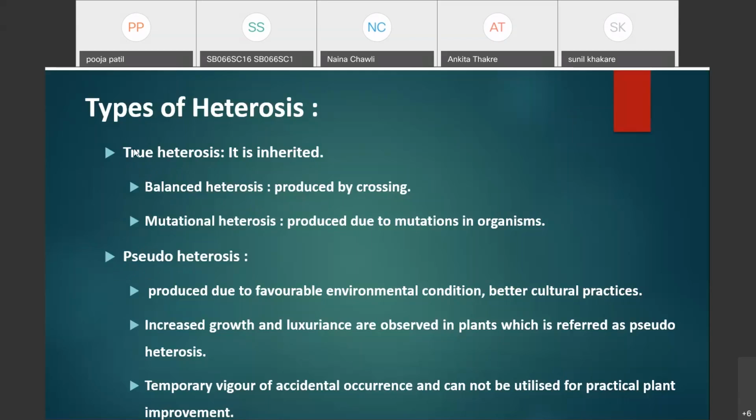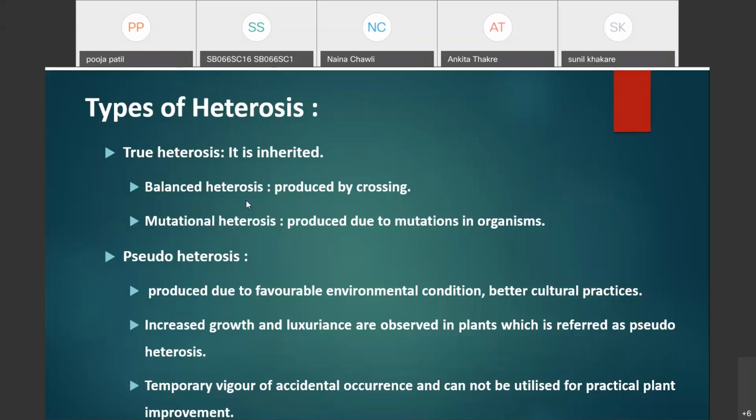Here, the first one, true heterosis. In this phenomenon, the superior characters are inherited from one generation to another generation. That type of heterosis is called the true heterosis. True heterosis is of two types. The first one is the balanced heterosis, and the other one is the mutational heterosis.